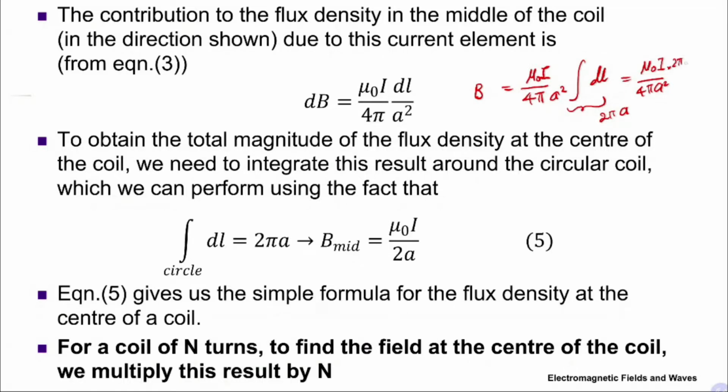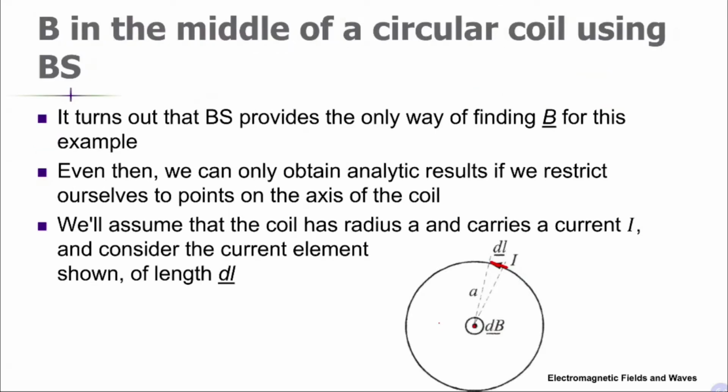times 2 pi a. A and a squared cancel, 2 will be 2, and then pi and pi cancel. We end up with mu naught I over 2a, and that is the magnetic flux density at the middle of the coil. Right here will be equal to mu naught I over 2a.